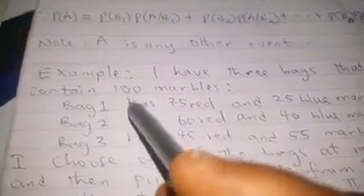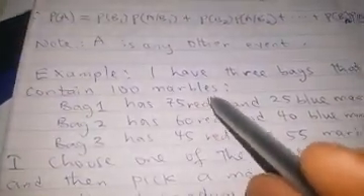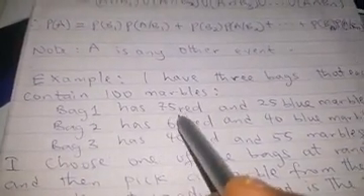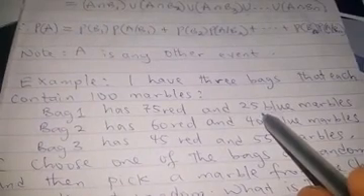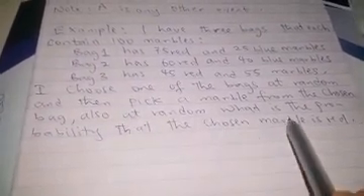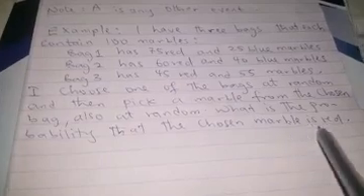Example: I have 3 bags that each contain 100 marbles. So there are 3 bags, each containing 100 marbles. Bag 1 has 75 red, 25 blue marbles. Bag 2 has 60 red, 40 blue marbles. Bag 3 has 45 red, 55 blue marbles. I choose one of the bags at random and then pick a marble from the chosen bag, also at random. What is the probability that the chosen marble is red?